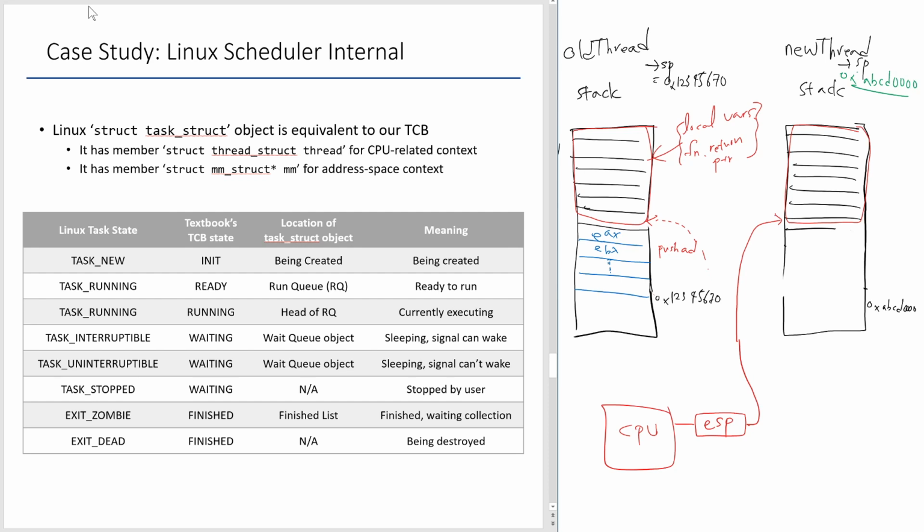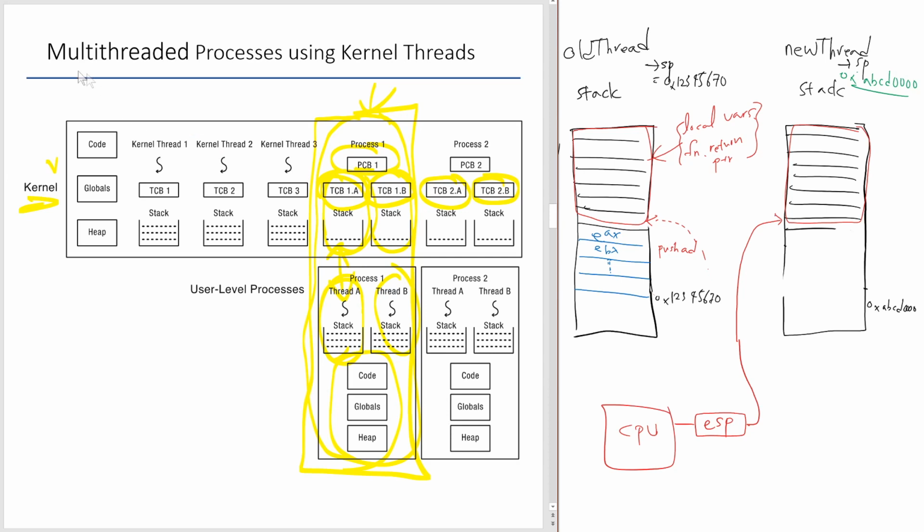Let me begin by introducing the TCB of Linux. Linux doesn't use the acronym TCB. Instead, inside the kernel, you have this task structure. Okay? This is the equivalent of the TCB. By the way, the threading model adopted by Linux is this one: multi-threaded processes using kernel threads. So Linux has kernel threads. The thread is a manifestation of the thread construct in the kernel, so it's managed by the kernel.